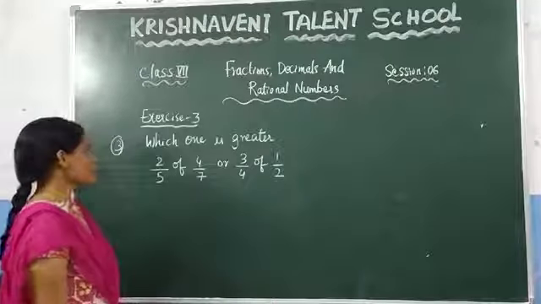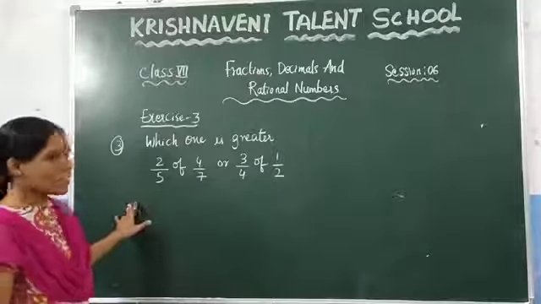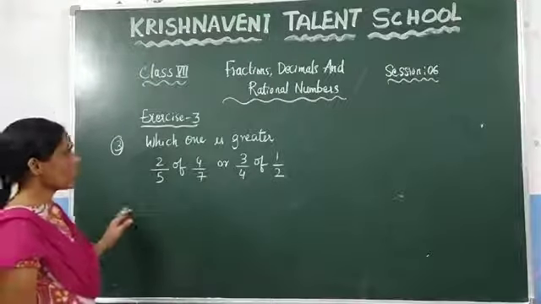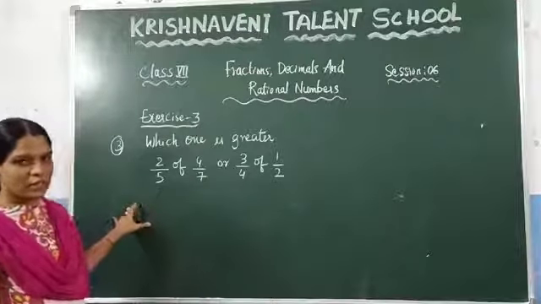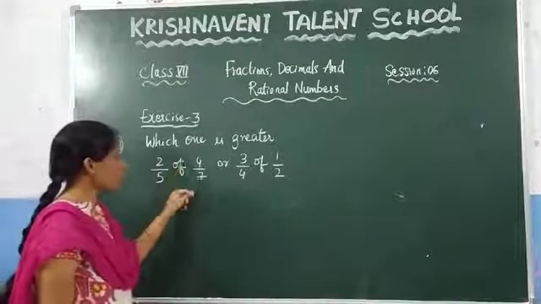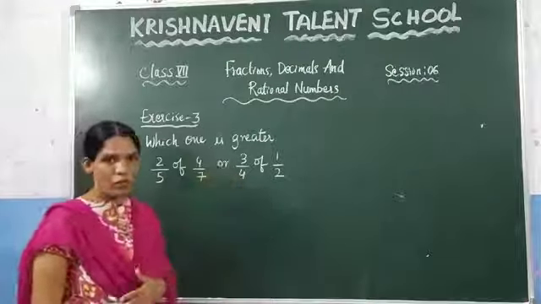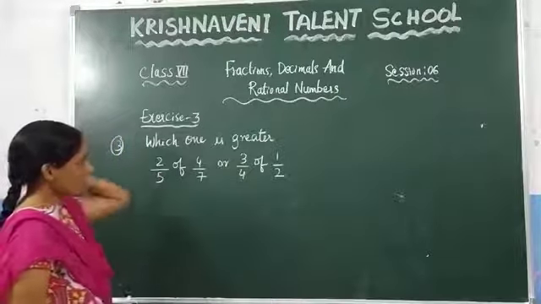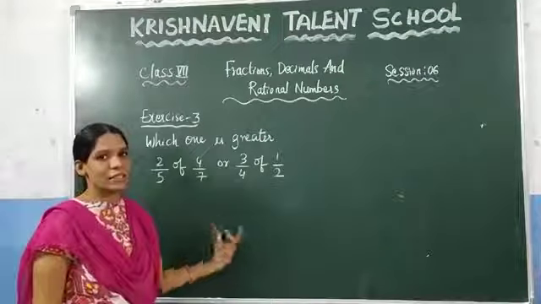In the last session we discussed exercise 3 up to 2 questions. Now see the third question. What is the question given here? Which one is greater: 2/5 of 4/7 or 3/4 of 1/2? Now you need to check which fraction is the greater fraction.